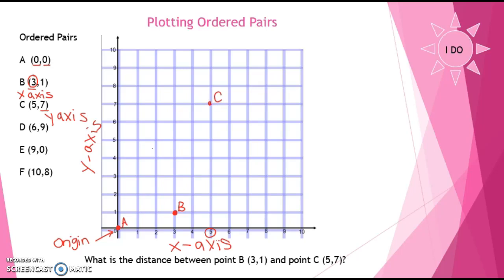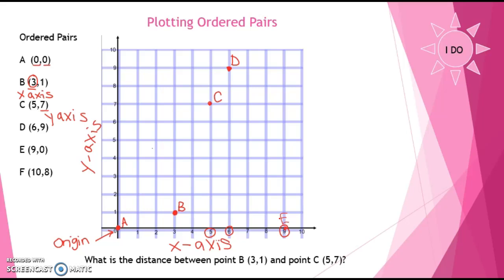All right, next, let's do D. We have 6, 9. So we're going to find our 6. We're going to go up to the 9. We're going to plot our point, and we're going to label it as point D. I think we get the picture by this point, so for the next one we're going to go over to 9. We're not going up at all. Our y-coordinate is a 0, so we're actually going to plot the point directly on the x-axis. I don't know why these keep disappearing. There we go. We're going to call that point E.